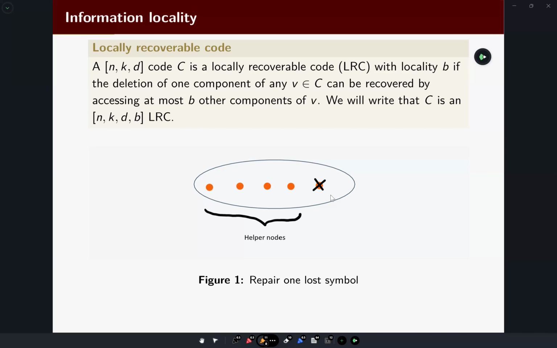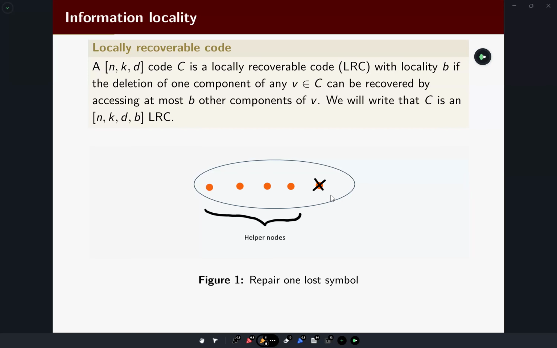But we say that a linear code C has locality B if we can recover any deleted component of a code word V in C by looking at most other B components of the code word V. Now, we will write that C is an (n,k,d,B) locally recoverable code. Again, we can use for this purpose a nice picture of the situation.